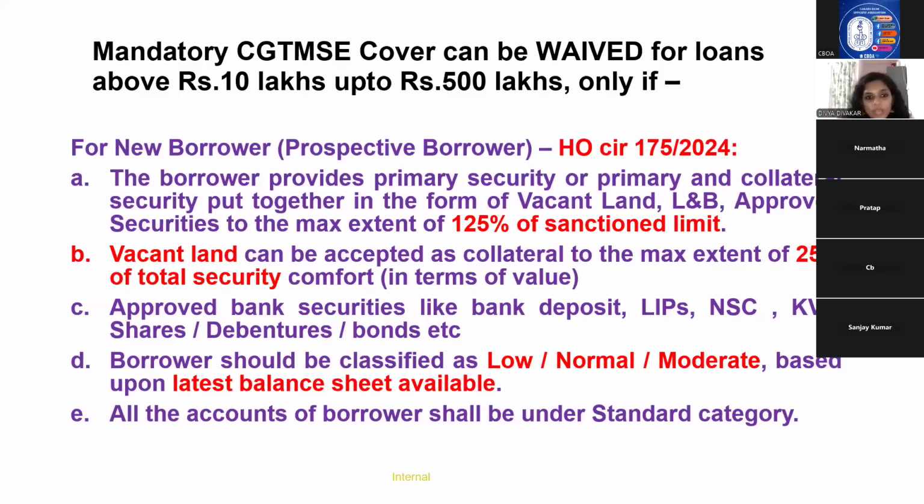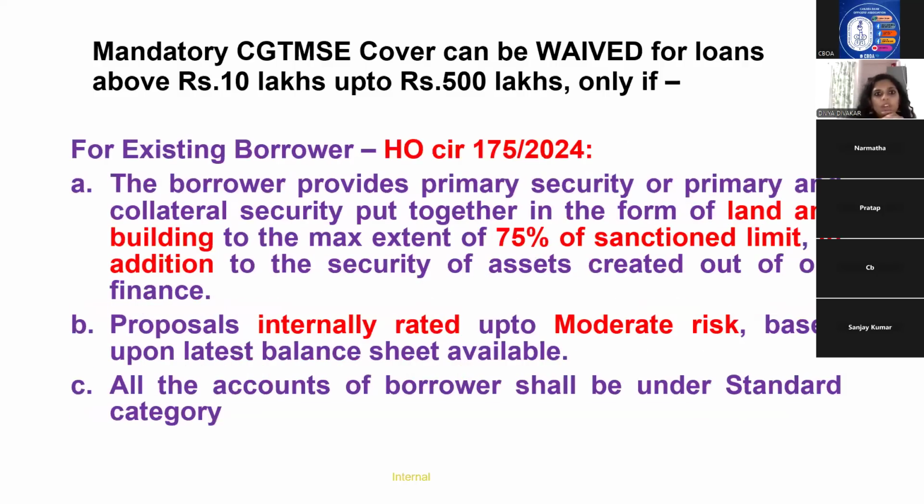can also be accepted. Borrower should be classified as low, normal or moderate risk based on the latest balance sheet available. All the accounts should be under standard category. Okay, so I told you this is for waiving this CGTMSC. If these things are not there, you have to mandatorily obtain the CGTMSC cover.